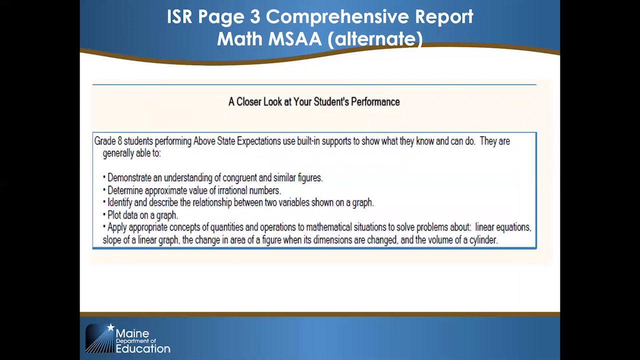The bottom of page 3 describes a closer look at the student's performance. 8th grade students performing above state level expectations use built-in supports to show what they know and can do. This report shows a bulleted list of math skills students may be working on according to the level of performance the student achieved. This example provides the performance level indicators specific for students performing above state level expectations for grade 8, as this is the sample ISR that we're looking at.